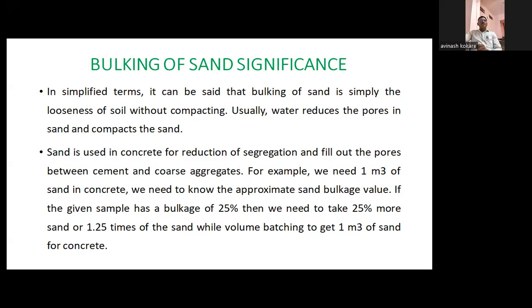It means what? If the sample has a bulkage of 25%, then we need to take 25% more sand, that is 1.25 times the sand, while volume batching to get 1 meter cube of the concrete. So 25% extra, 1.25 times sand is required to mix 1 meter cube of concrete.